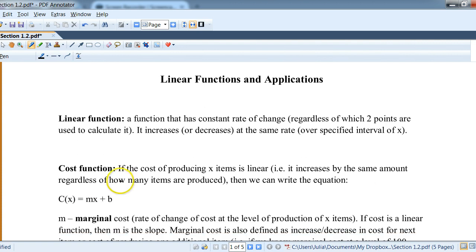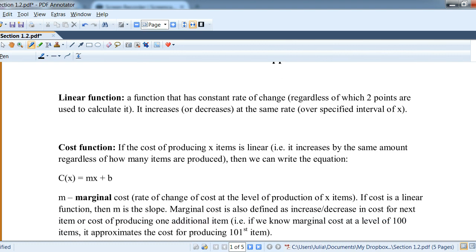We'll talk about cost function in this video, which I usually describe in my classes as C of x equals mx plus b. Hopefully this equation looks familiar to you. M we'll describe as the slope, which may be familiar to you, but we'll also describe it as marginal cost, which is the increase or decrease in cost for the next item, or the cost of producing one additional item. That's the definition we're going to use later in the course.